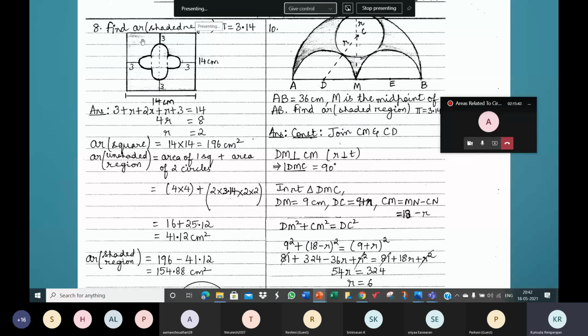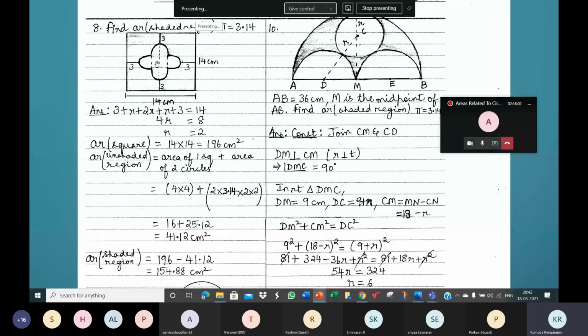And now we have to find the area of the shaded region. That will be the area of the outer square minus the area of the design in the middle. So the area of the square is 14 into 14, 196 centimeters square.